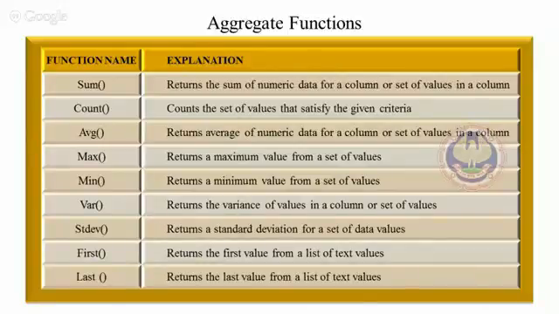Next we have the average, that is AVG, which returns the average of numeric data for a column or a set of columns which are based on the grouping. Max, as the name suggests, gives a maximum value from a set of values. Min returns a minimum value from a set of values. Variance returns the variance of values in a column or set of columns. Then we have standard deviation, which returns a standard deviation for a set of data values. First will return the first value from a list of text values. And last would return the last value from a list of text values.